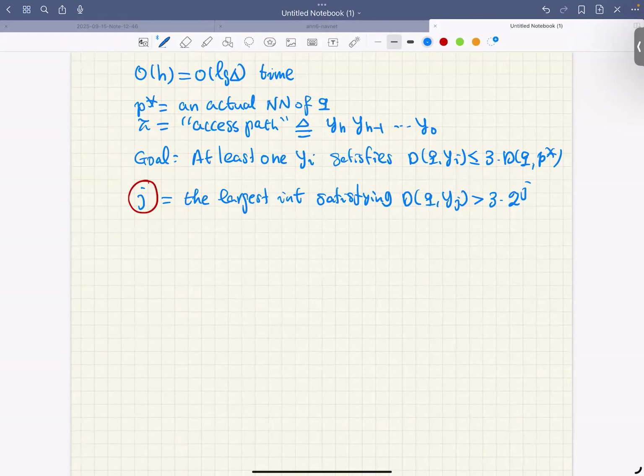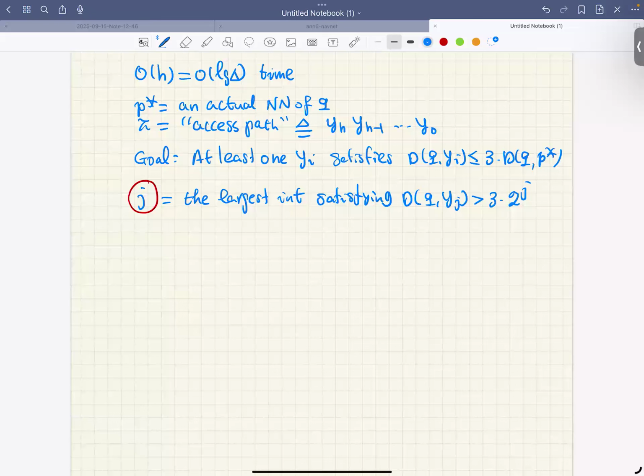So I should be able to see some guy whose distance to Q is sort of like 2R, so it's not too large. Well, if this is the case, I should be able to see some point that is reasonably close to Q at this level. This is the normal case.